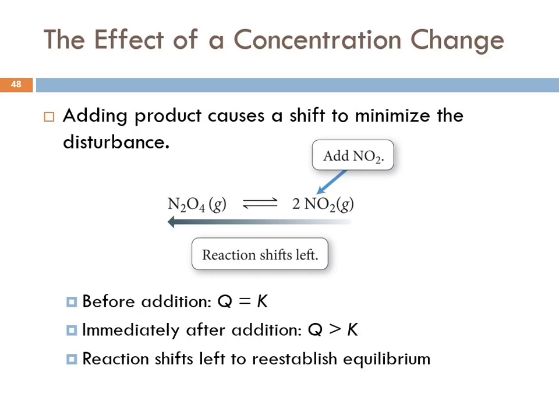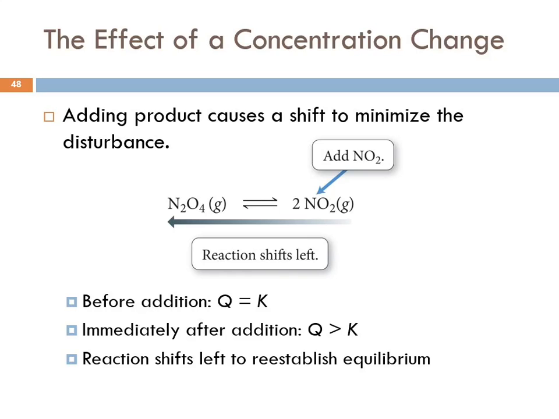So there are different ways that we can mess with an equilibrium. We can change the concentration. Here we have N2O4 and NO2. If we add product, this is like adding people to Middle-earth, this will cause the reaction equilibrium to shift to the left, and the concentration of N2O4 will increase, and this will decrease from its elevated place when we add it.